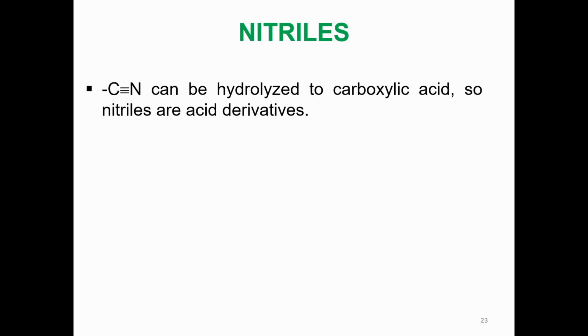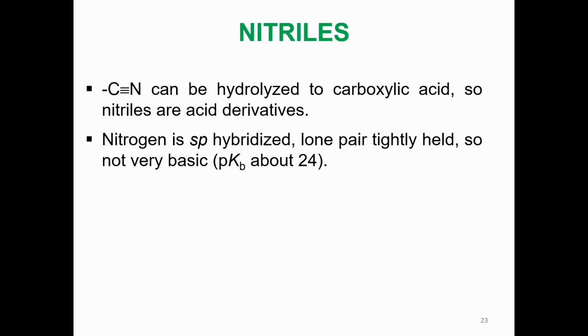Nitrile. When carbon is bonded to nitrogen, we call them nitrile. And hydrolysis of nitrile will always give carboxylic acid. So nitriles are carboxylic acid derivatives. Nitrogen is sp hybridized, making the lone pair of electrons held tightly because s and p character are 50-50. So they are not very basic. They are tending towards acidity.